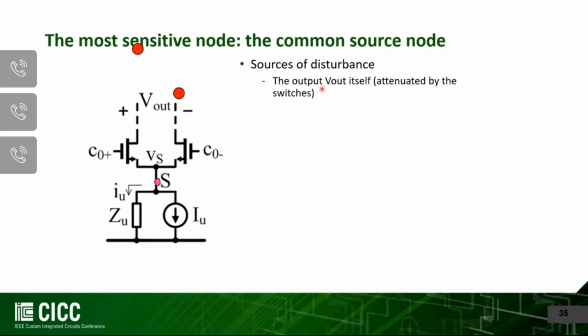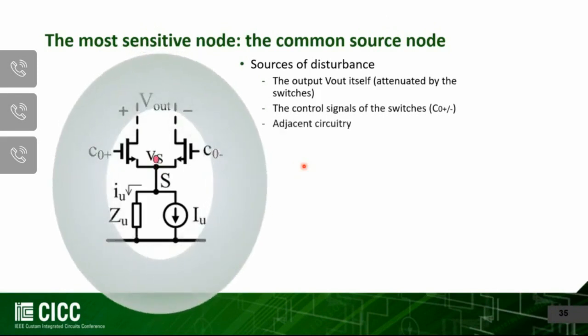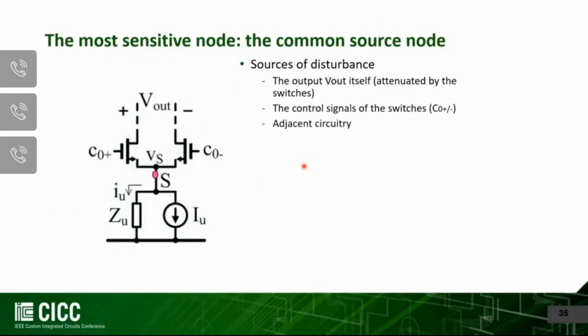Secondly, you get coupling to S from the control signals of the switches, as you try steering the current from one state to the next one in a perfectly balanced manner. Lastly, you can get disturbance from neighboring cells, and the ground may bounce due to supply noise.